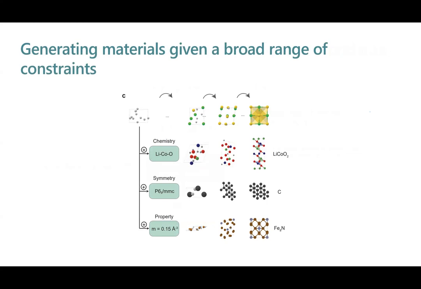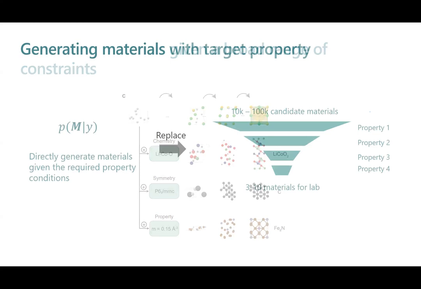Given this, we fine-tune our unconditional model so that it can condition on many different constraints, including chemistry, symmetry, and properties. Given the time, I'm probably not going to talk about that. I'll leave a bit of time if you have questions about the conditional generation component. Otherwise, I can move forward. If you have questions, you can ask now. No? Okay, then I'll move forward. I will probably only talk about the property conditional generation. Let me move there.